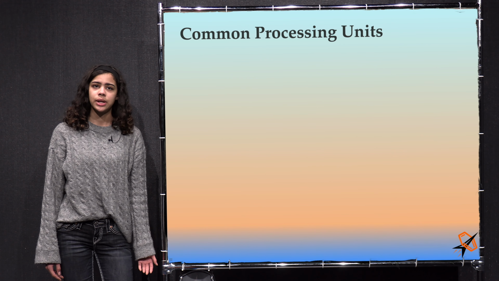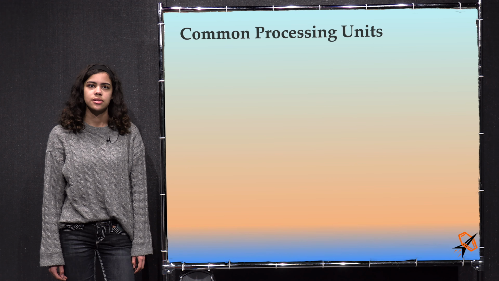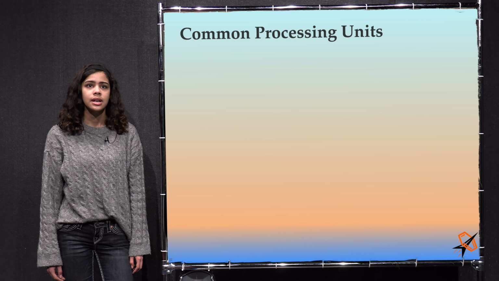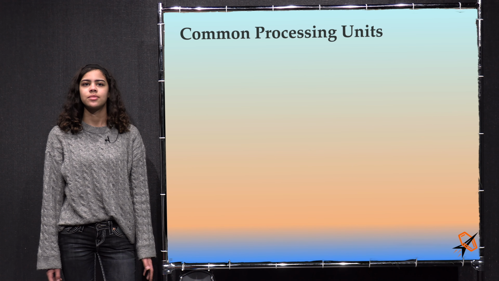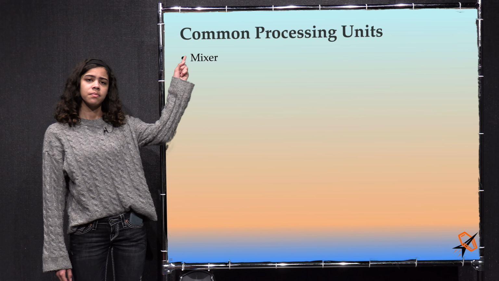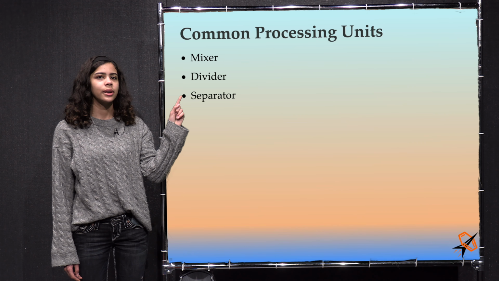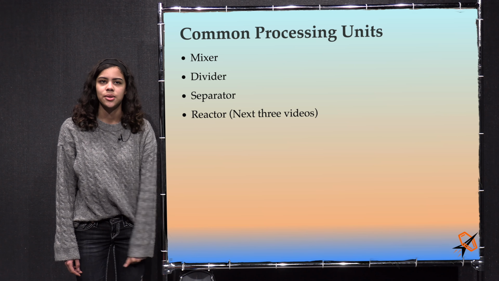A process flow diagram, or PFD, consists of a series of processing units, also known as unit operations, connected by flow streams. There are a great many unit operations. Four that find frequent use in a process are the mixer, the divider, the separator, and the reactor. But we're saving the reactor for the next 3 videos.